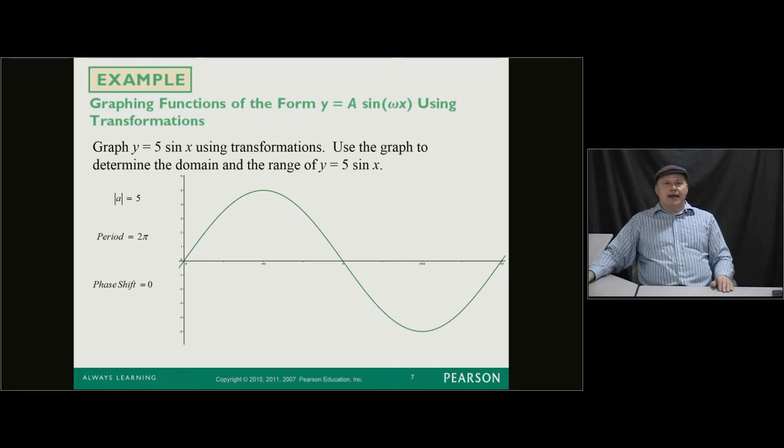And of course, the domain is all real numbers, and the range is no longer negative 1 to 1, it's negative 5 to 5. Because the lowest point is negative 5, the highest point is positive 5.